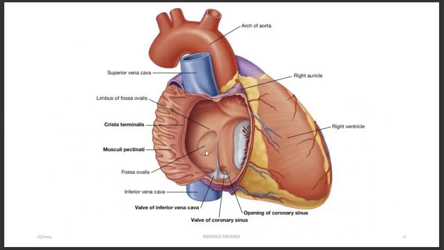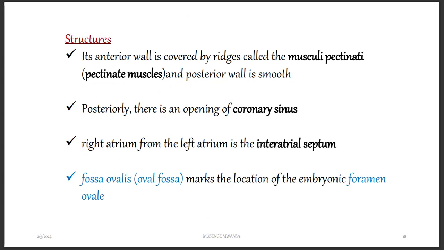You can see you also have the fossa ovalis, which is the remnant of the foramen ovale. Okay, that's the fossa ovalis. The anterior surface is rough while the posterior surface is smooth. The anterior wall of this right atrium has some roughenings which we call the muscular pectinate. Posteriorly, we are going to have an opening for the coronary sinus.